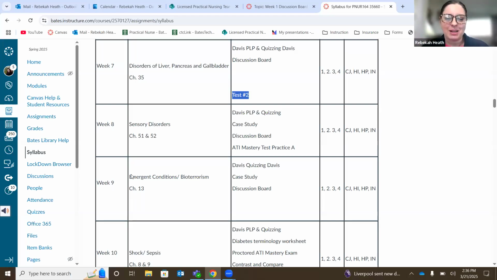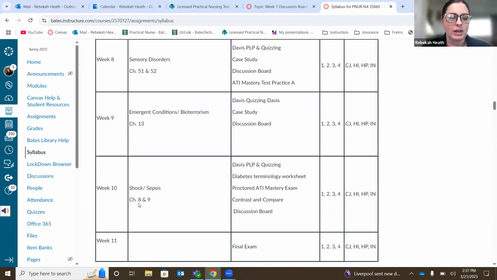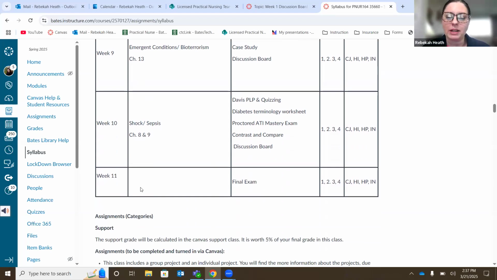Week 9 is going to be emergent conditions, bioterrorism, and a little bit more about that. There's going to be a scheduling difference there. Week 10 is shock and sepsis, and then week 11 will be your final exam.